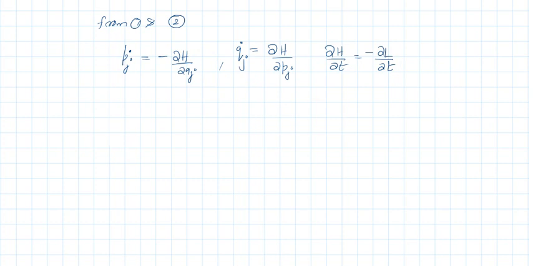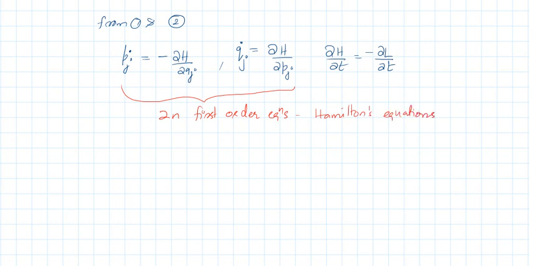And this set of 2n first order equations, then one partial differential equation. Okay, these 2n first order equations are known as Hamilton's equations. q_j dot is equal to ∂H/∂p_j, p_j dot equal to minus ∂H/∂q_j. I will give you an example.